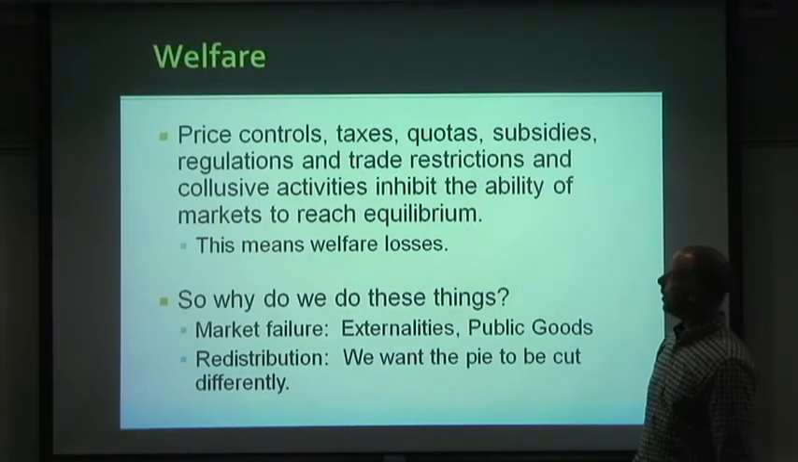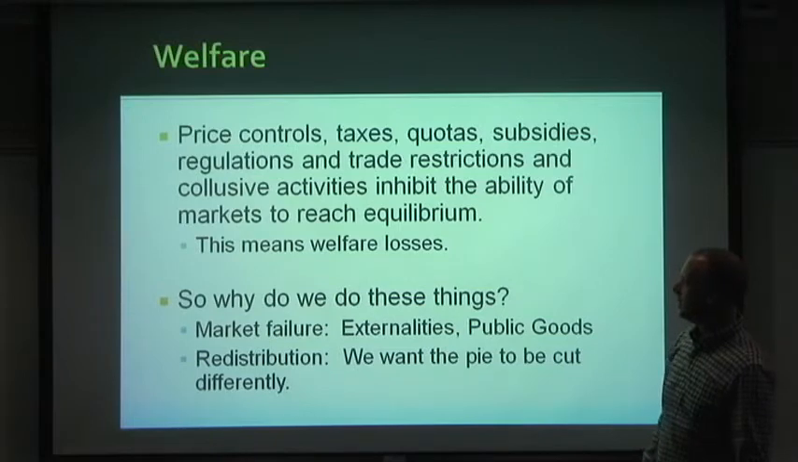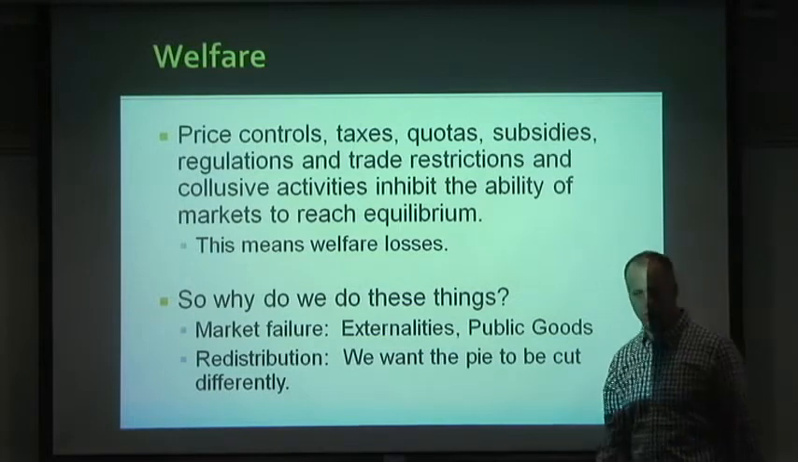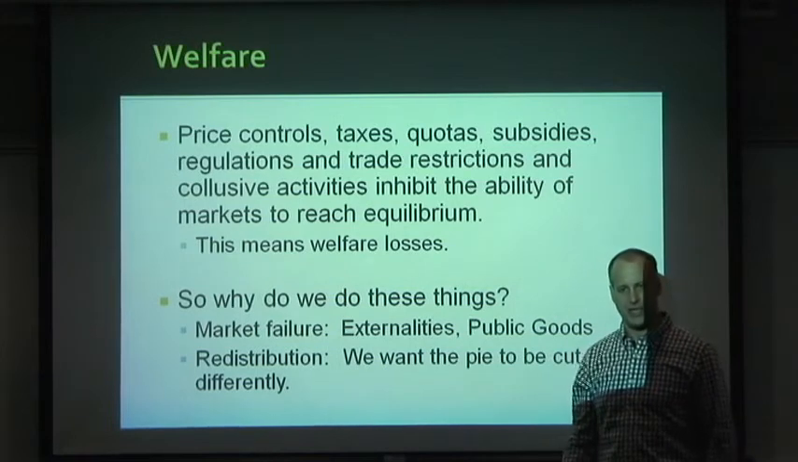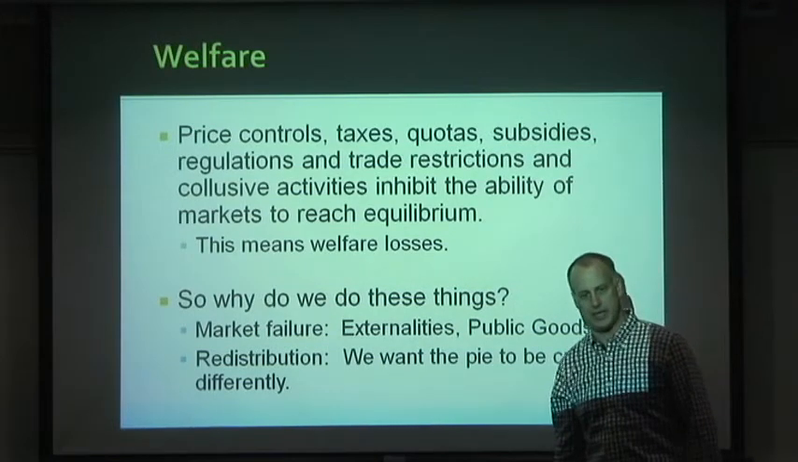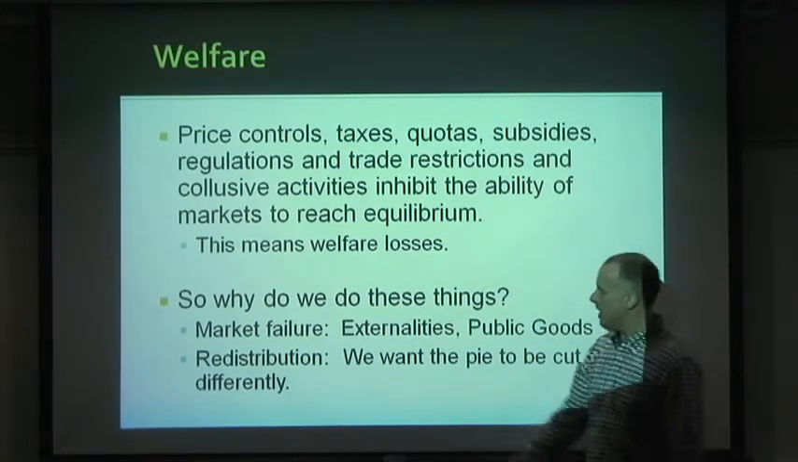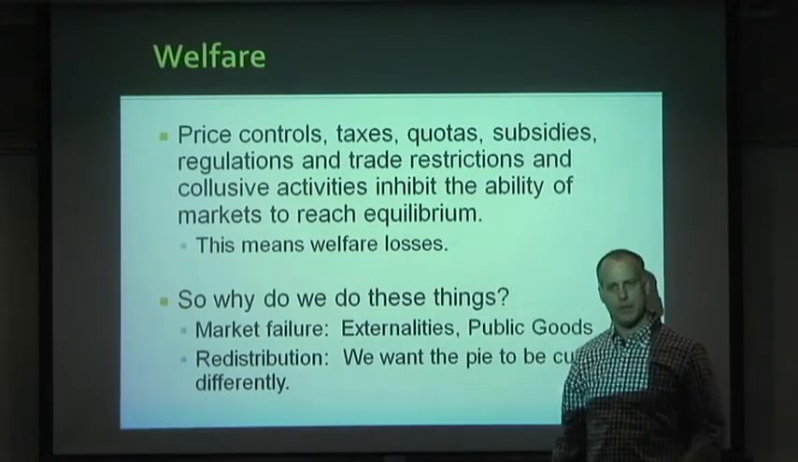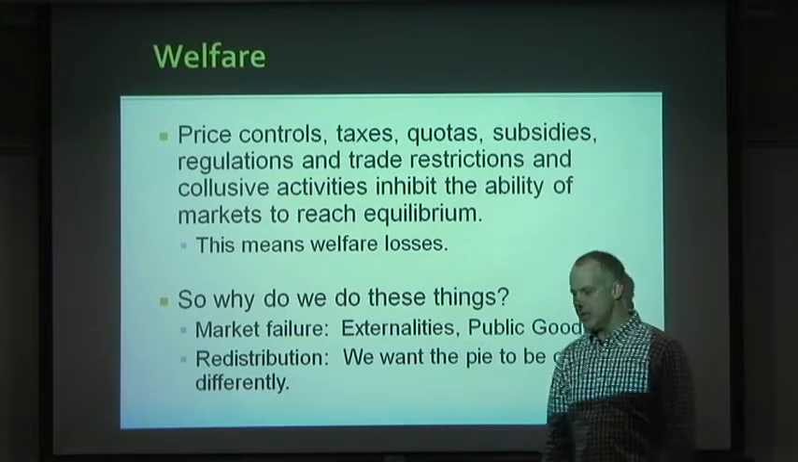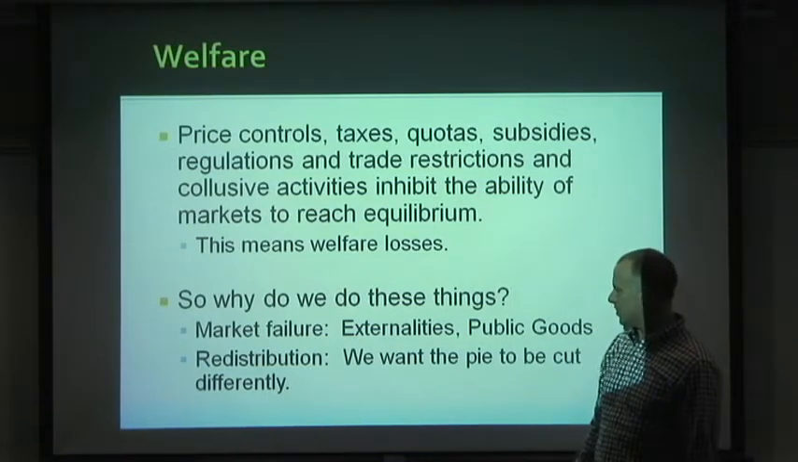Note the following. Price controls, taxes, quotas, subsidies, regulations, trade restrictions, collusive activities, all of these things inhibit the ability of markets to get out to that equilibrium, out to that level that maximizes efficiency. And whenever we do this, we introduce welfare losses. So why do we do these things? Why might we want to intervene in markets? There are certainly reasons why we might consider doing this.